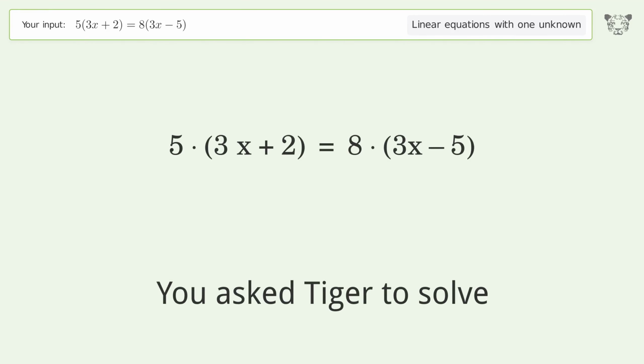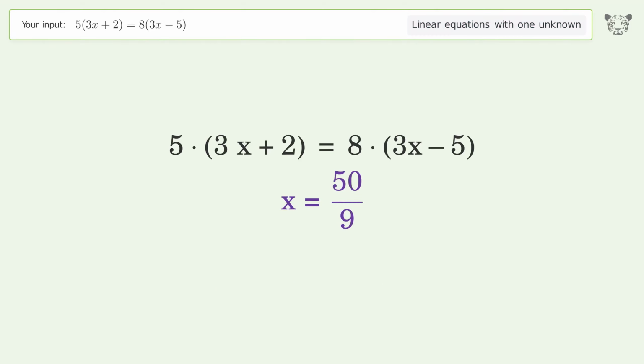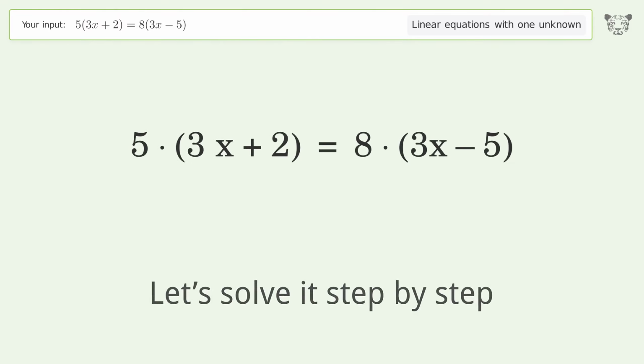You ask Tiger to solve. This deals with linear equations with one unknown. The final result is x equals 50/9. Let's solve it step by step.